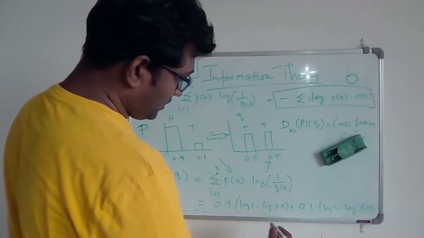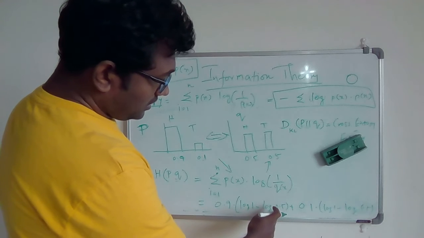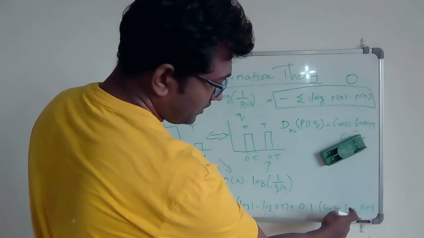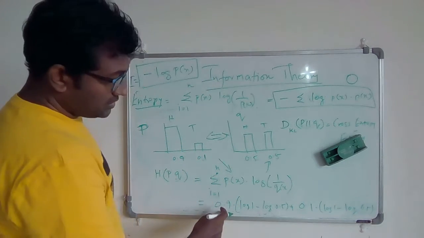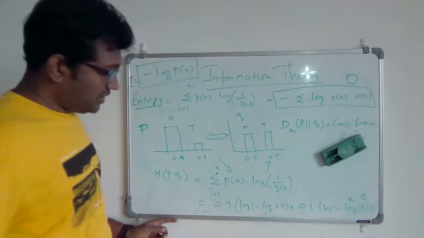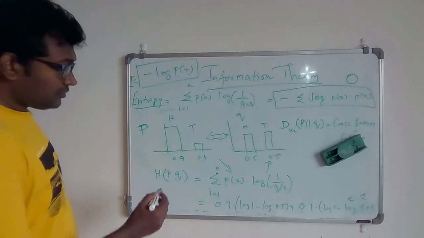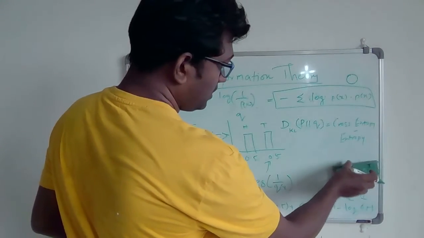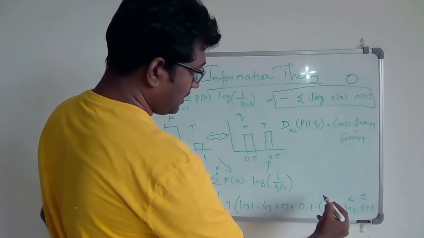Now if you see here, what value we receive is, log 1 is 0, log of 0.5 is -1. And here also log 1 is 0, log of 0.5 is -1, so this becomes 1. This also becomes 1. So 0.9 into 1 is 0.9. The cross entropy here, if you just calculate it, is 1. So we know that we have calculated the cross entropy to be 1.